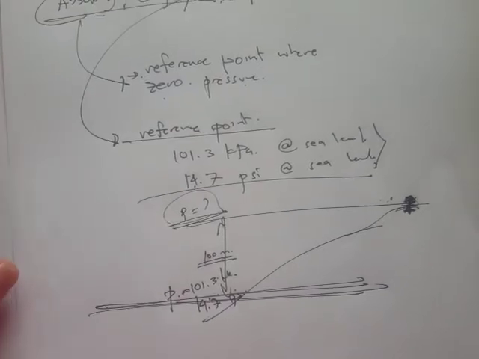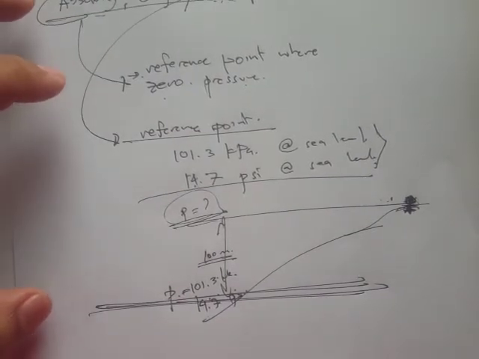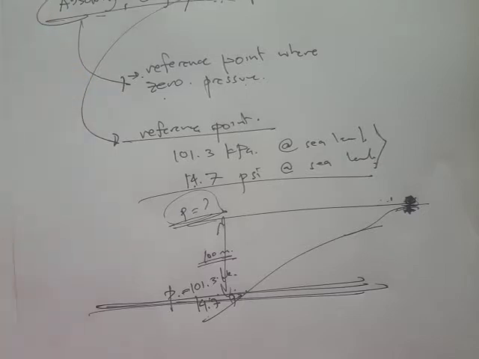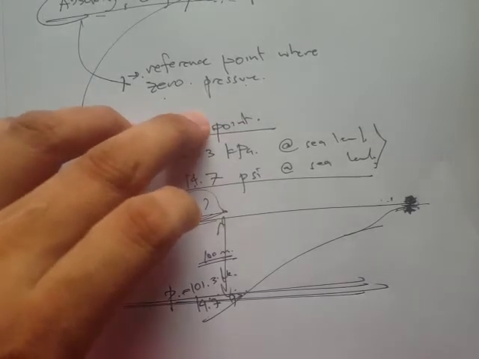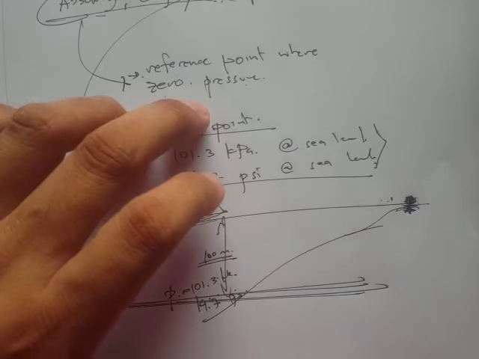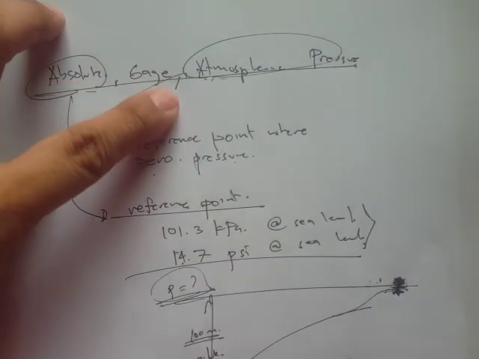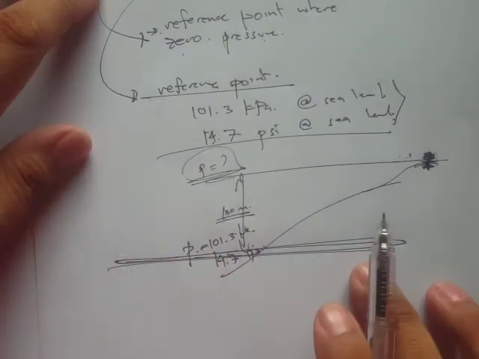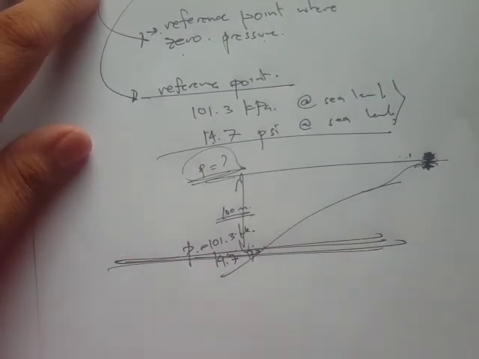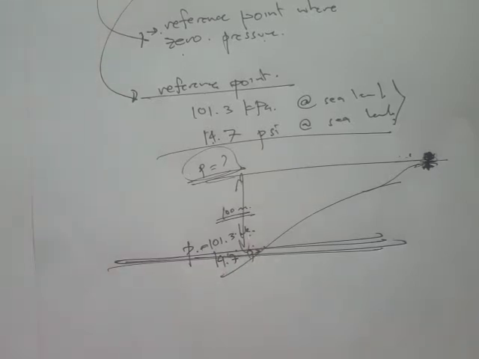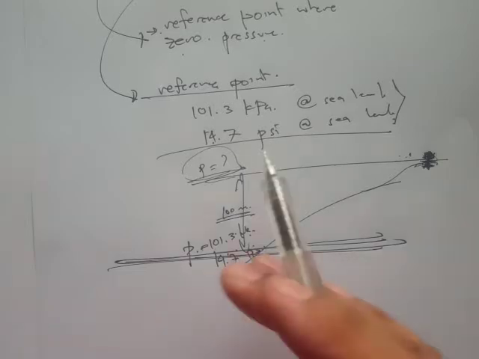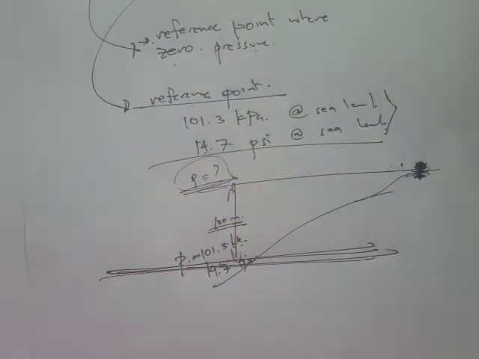Okay, so again, there are three types of pressure measurements. First is absolute pressure, where the reference pressure is zero. Then we have the atmospheric pressure, which is based on data that has already been established: 101.3 kPa at sea level, or 14.7 psi.